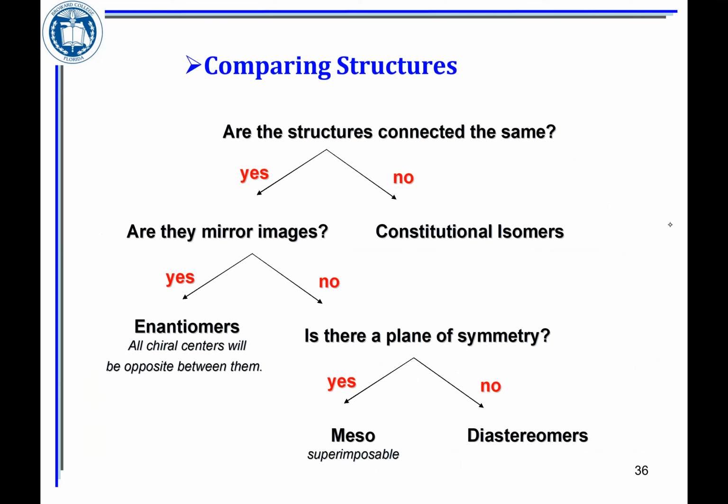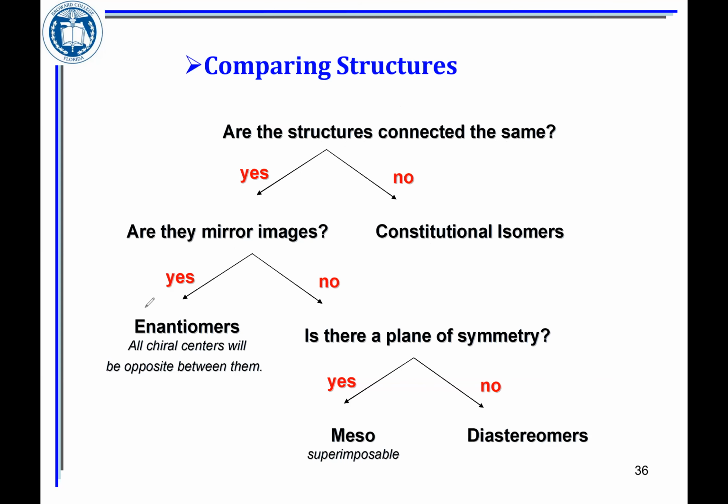Okay. So how would you recognize you have a pair of enantiomers or a pair of diastereomers? First of all, the two molecules that you are looking at must have the same connectivity. If they don't have the same connectivity, then you have structural isomers or constitutional isomers. You learn about those in chapter 3. If they have the same connectivity, then the next question comes up: are they mirror images of each other or not?